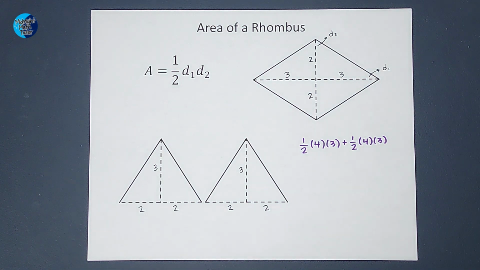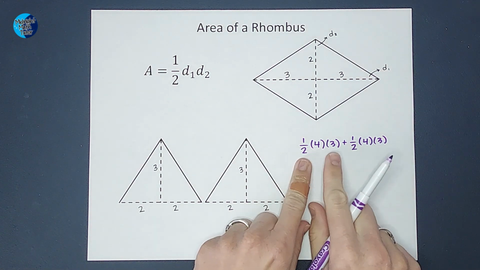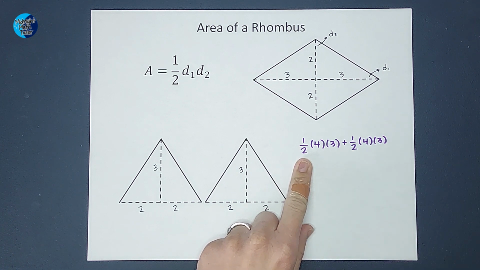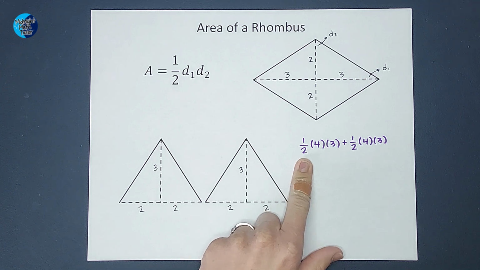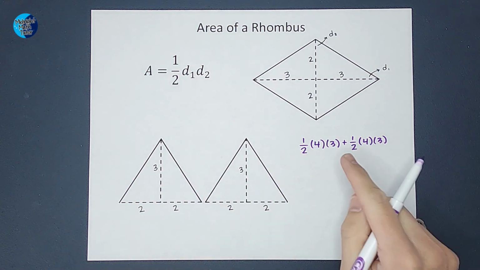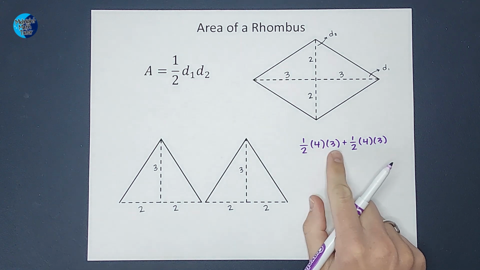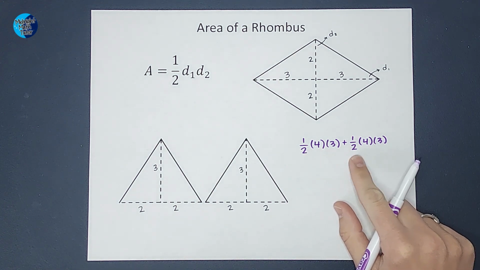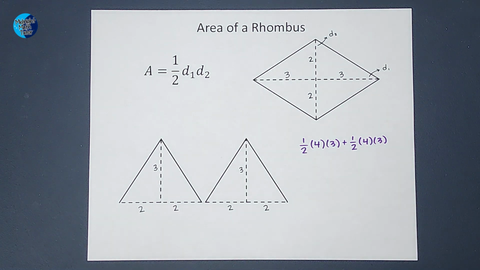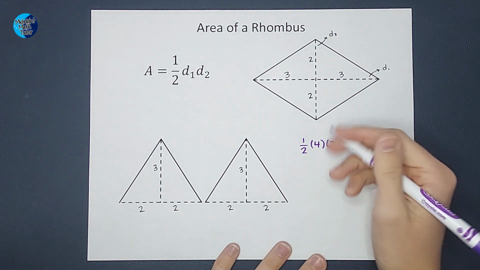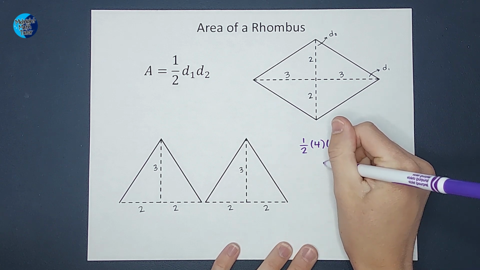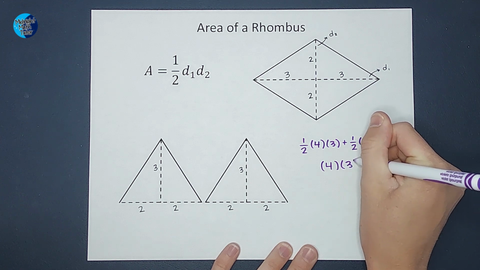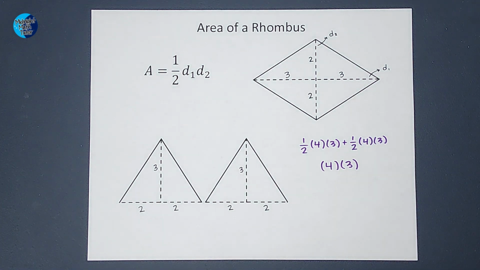Okay, now there's two ways we can think of this. If we have half of 4 times 3 and we add half of 4 times 3, wouldn't that just give us 4 times 3? Yeah. Or you could also, if you wanted to, multiply it out. 4 times 3 is 12, times 1/2 is 6. 6 plus 6 is 12, right? So either way you do it, this can be simplified to just 12, or we could write it as 4 times 3, right? That is going to give us the area.